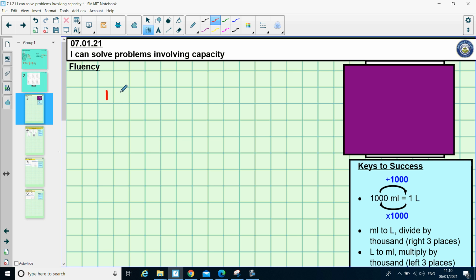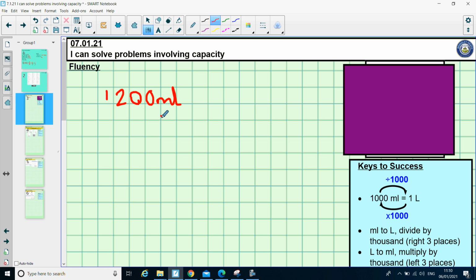So if I have 1,200 millilitres and I want to convert that into litres, then I have to divide. I'm in millilitres and I want to get to litres, so I have to divide that by 1,000. So I've got 1,200 millilitres and I want to convert that to litres.